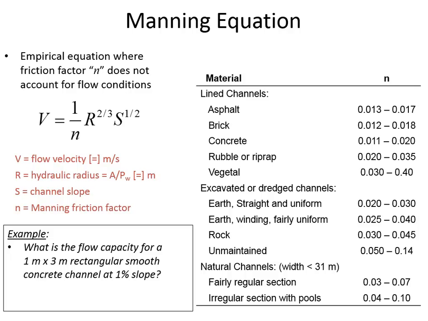There's a slide we'll look at in a minute that relates the diameter of the particle that's lining a channel to the N value. But for this example, I'd like you to calculate the flow capacity in terms of Q, so that's cubic meters per second, when you've got a rectangular channel and the flow depth is 1 meter and the width of the channel is 3 meters, and we've got a 1% slope. So since that's defined as a smooth concrete channel, N will be 0.01. The slope we express in terms of a decimal, 0.01.